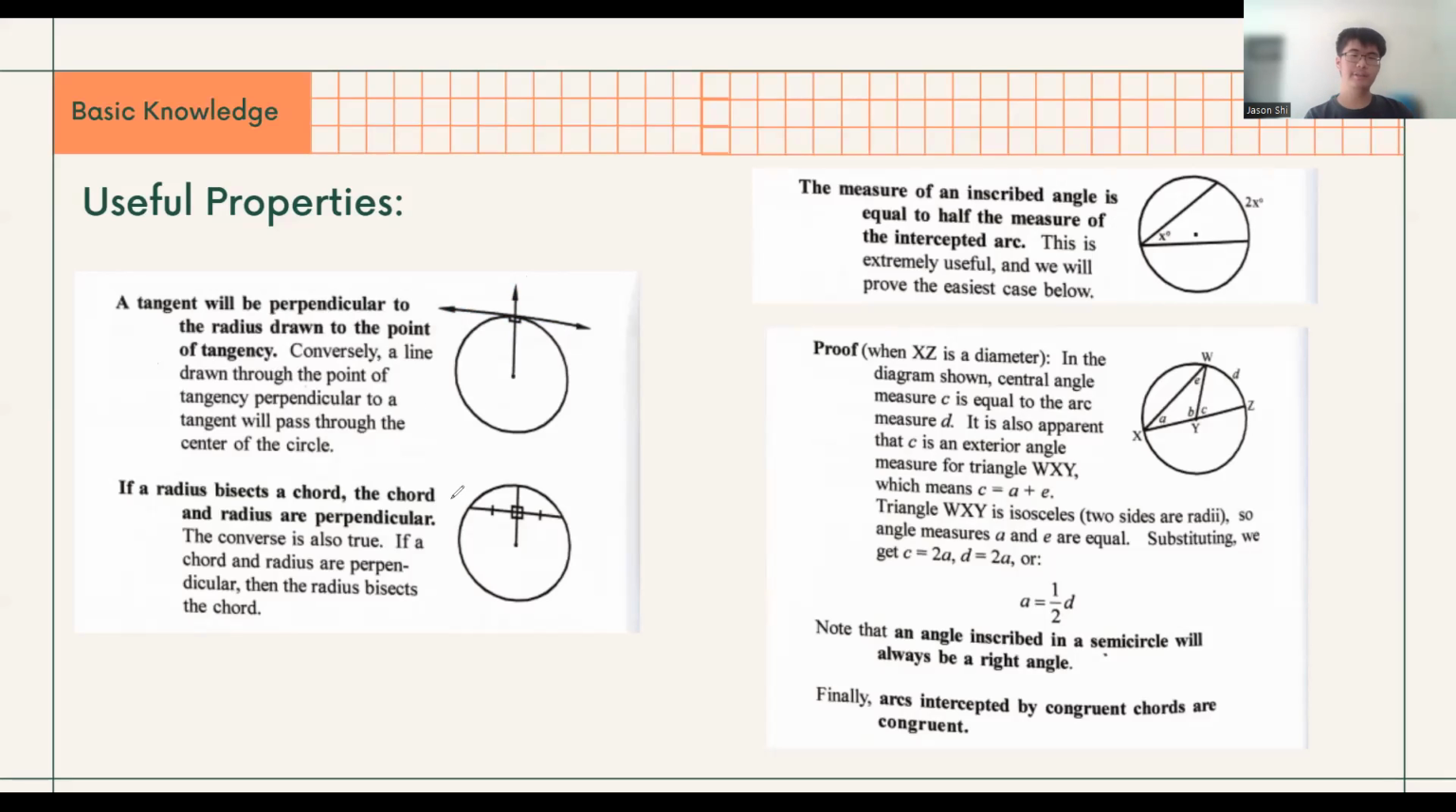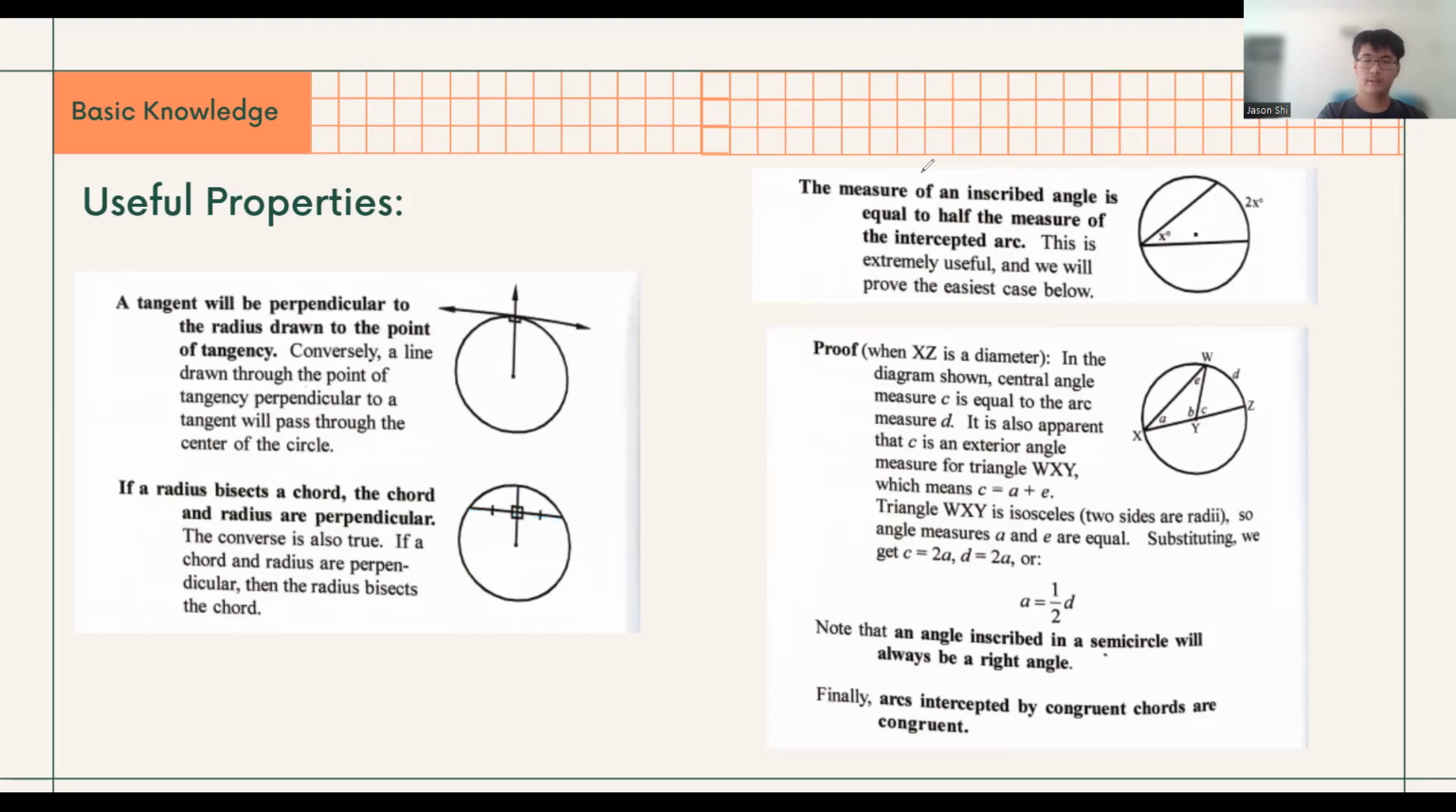And our second useful property is with a chord: if you bisect the chord, then the chord and the radius are perpendicular. So basically, you have your center and you have a chord. If you find the midpoint of this chord, the spot where you split the chord in half, and you draw a line between them, then this line should be perpendicular. And then the converse is also true. If you take any chord and bisect it, and then you put a perpendicular line down that way, it should go through the center.